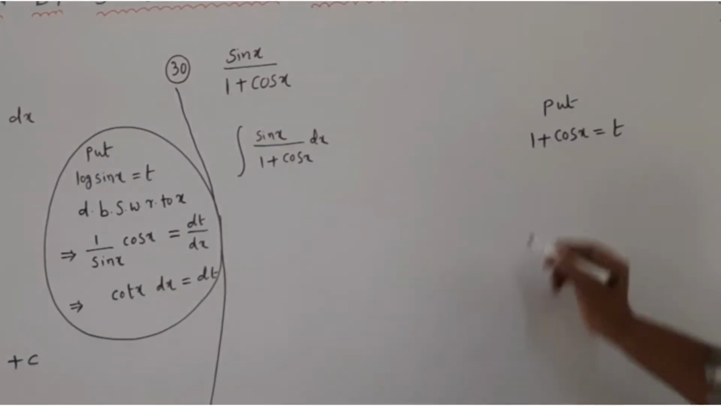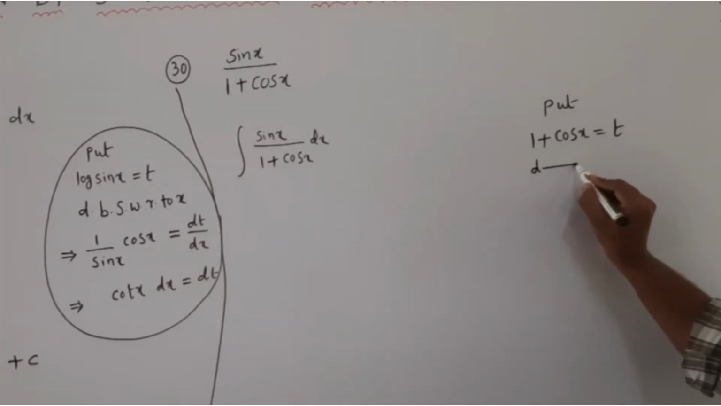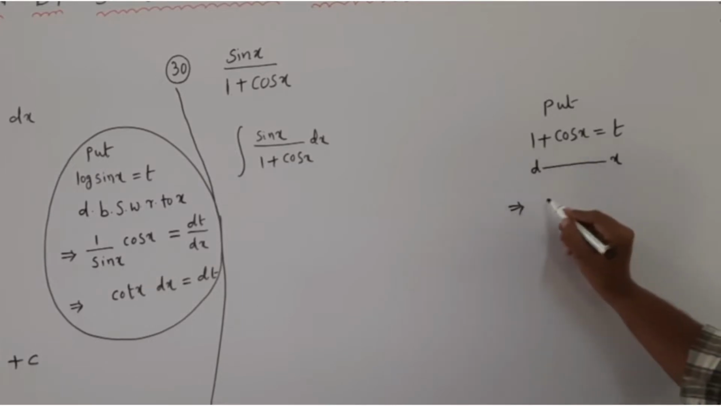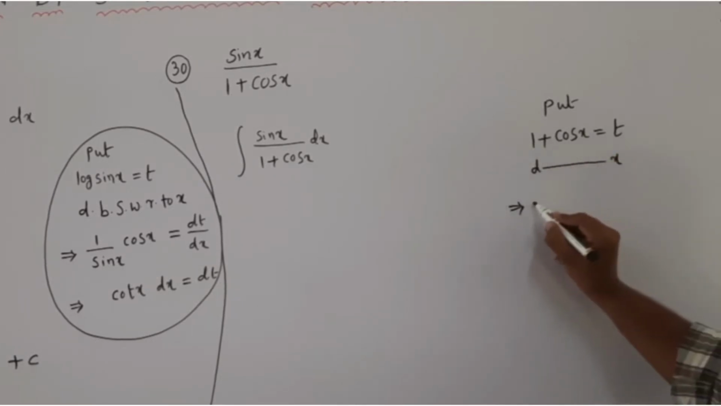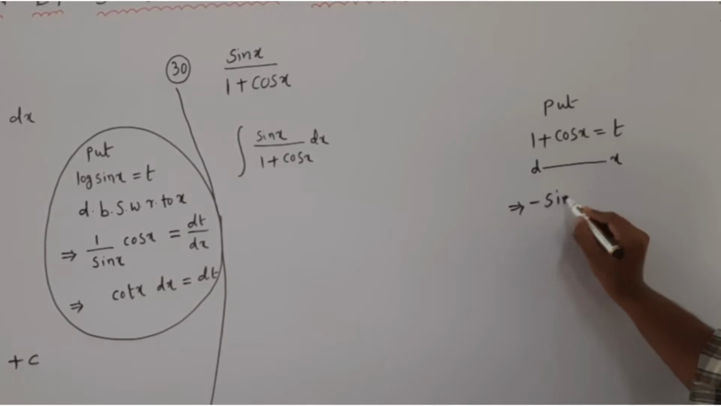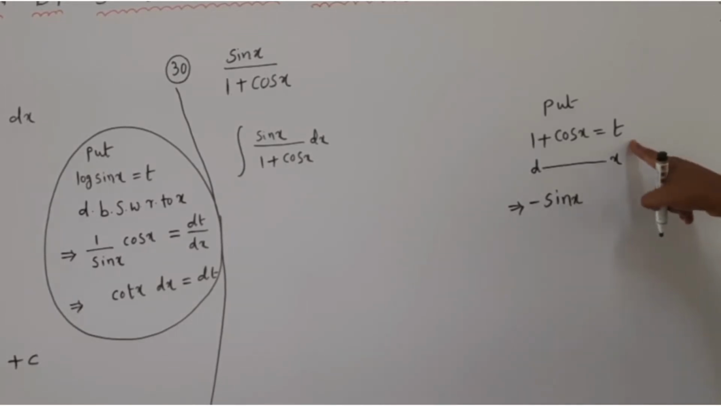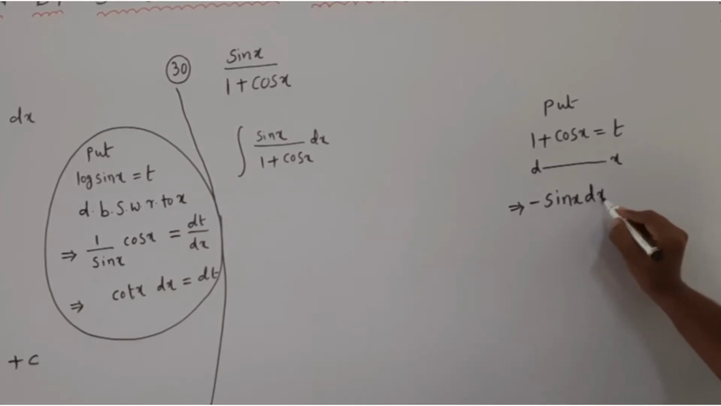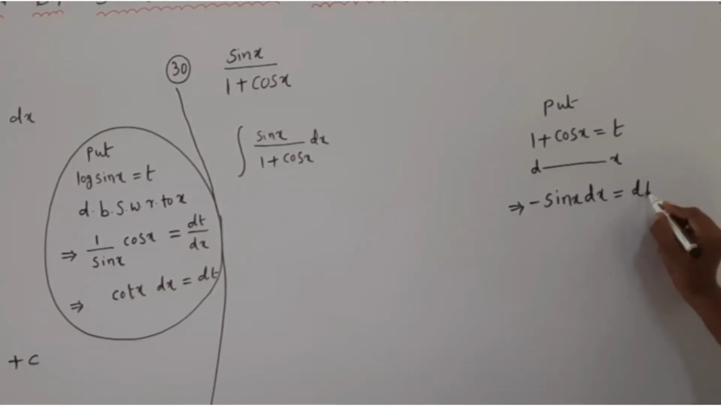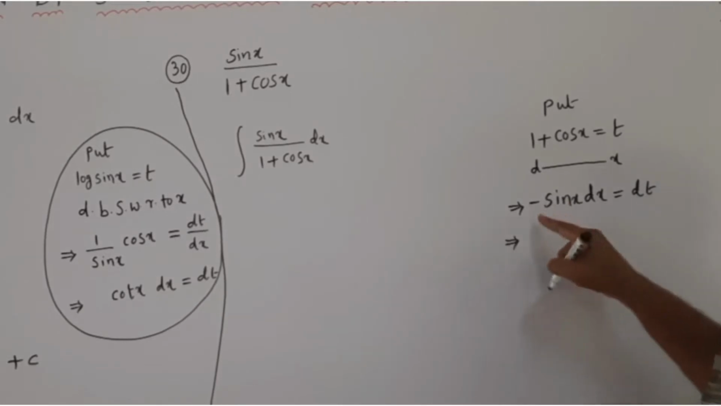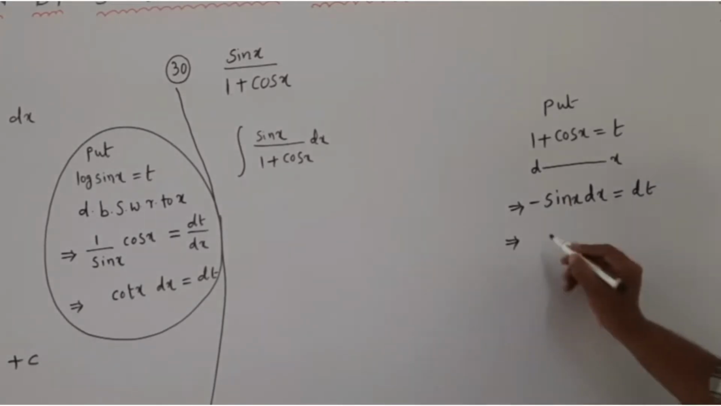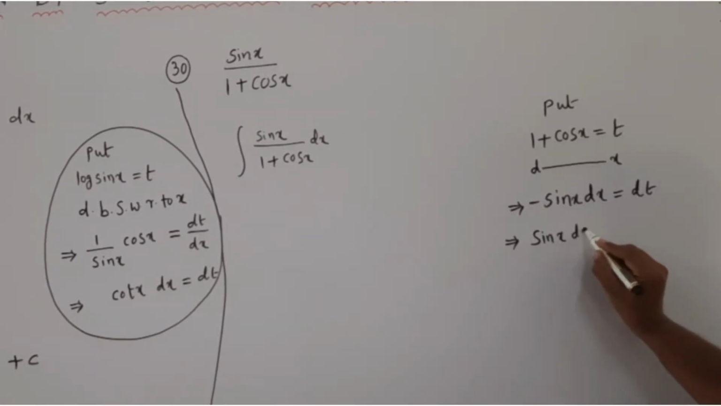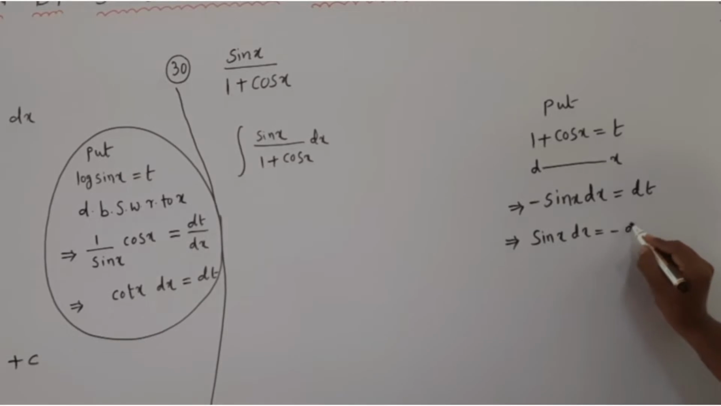Differentiate both sides with respect to x. What is the derivative of 1? 0, minus sin x. So minus sin x. Here the derivative of t is dt by dx. Taking dx to the left side, and taking this minus to the right side, sin x dx is equal to minus dt.